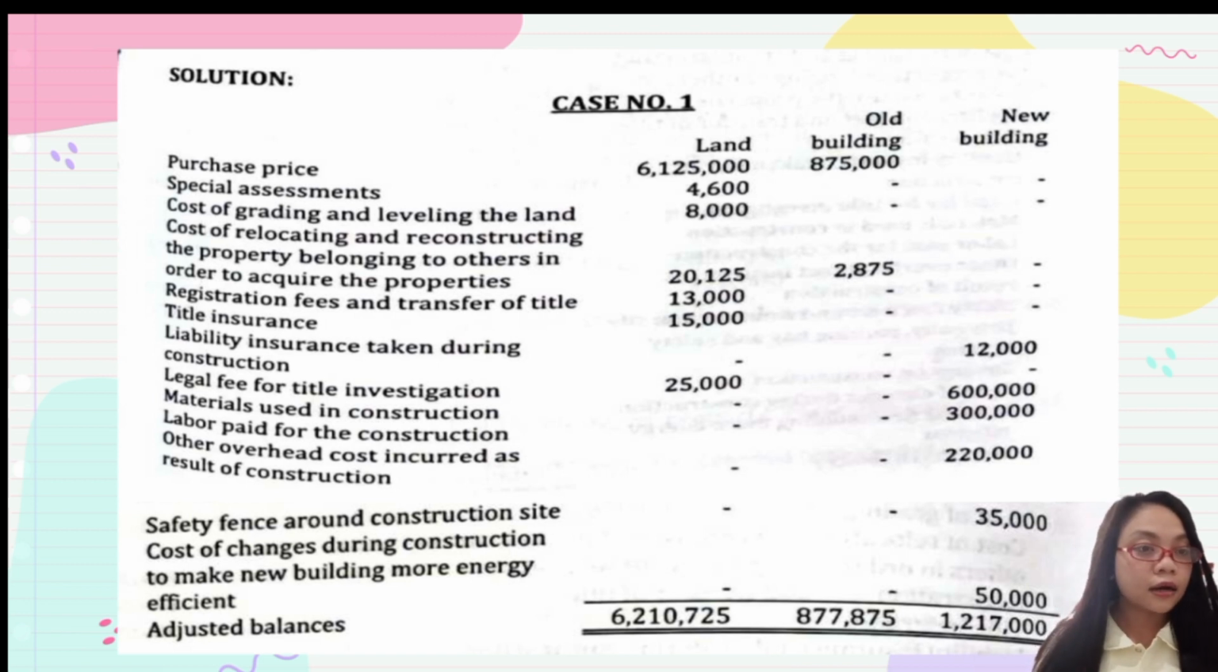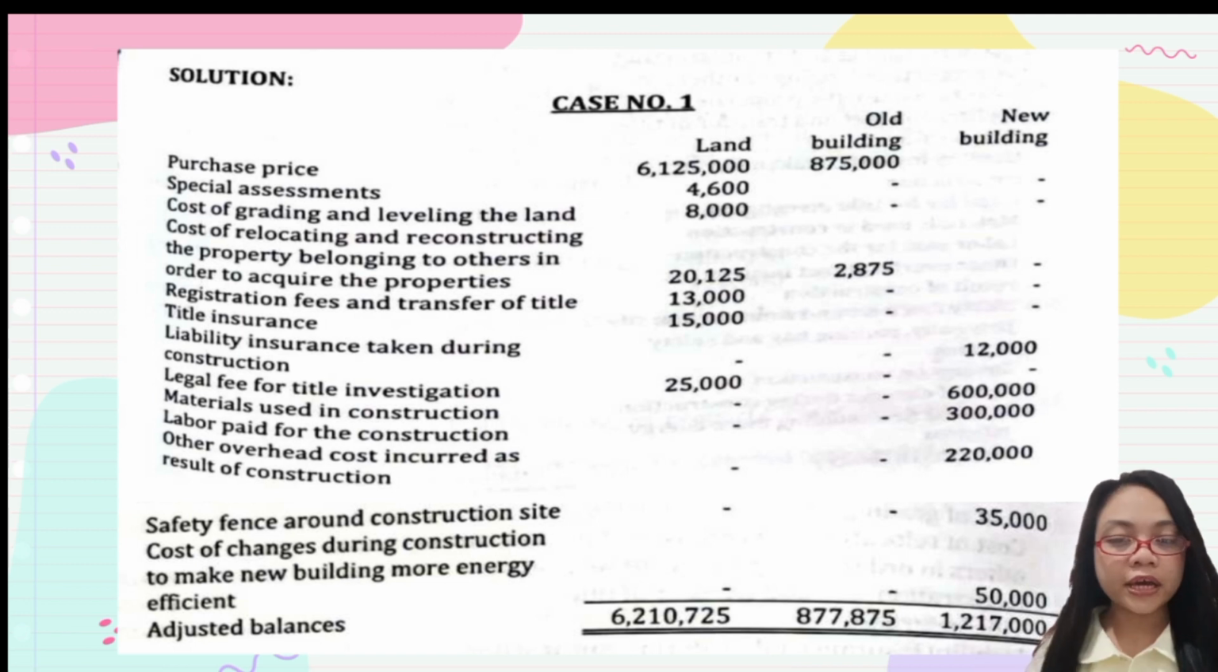Then, the adjusted balance or the total cost pod of new building is 1,217,000. For case number 1, wala na to gi-apil ang driveway, parking bay, and safety lighting because it is charged as land improvement. So, it is depreciated over time kay wala man jay labot sa original blueprint of the building.